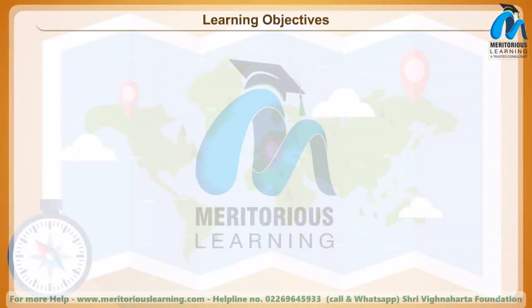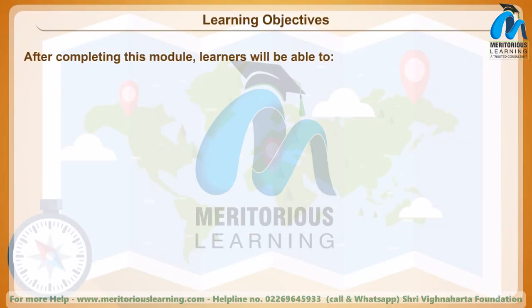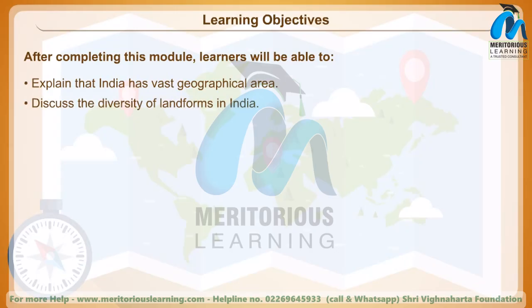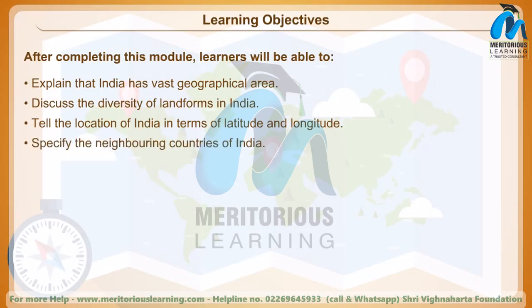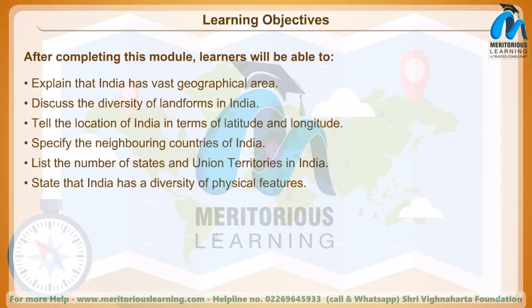Learning objectives. After completing this module, learners will be able to explain that India has a vast geographical area. Discuss the diversity of landforms in India. Tell the location of India in terms of latitude and longitude. Specify the neighbouring countries of India. List the names of states and union territories in India. State that India has a diversity of physical features. Differentiate each physical feature of India.